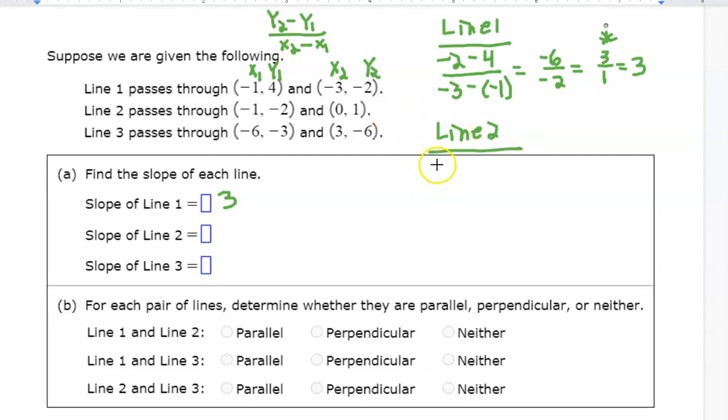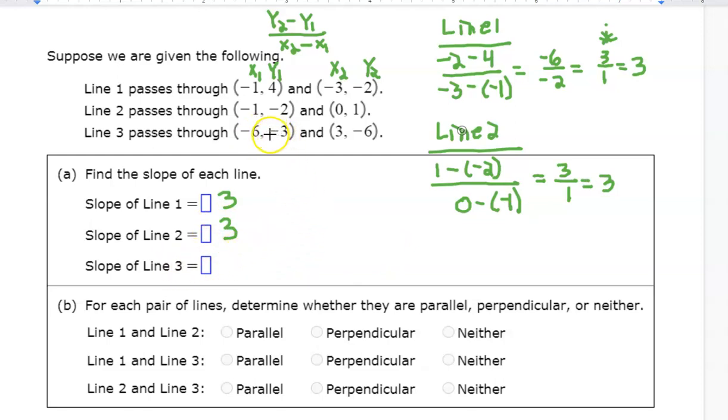Okay, line 2. I have 1 minus negative 2 over 0 minus negative 1. Okay, 1 minus negative 2 is positive 3, and 0 minus negative 1 is positive 1. So that also gives me a slope of 3.